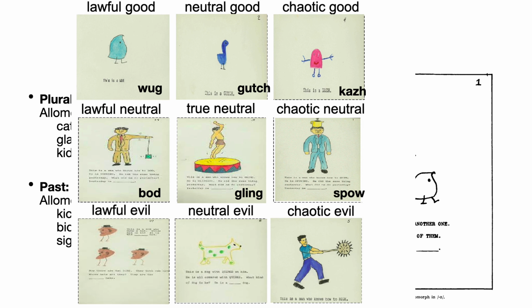So we have things like WUG, right, which has the plural form WUGs. We have things like a gutch with the plural form gutches. And we have the kaj with the plural form cages. We have the verb bod with the past tense bodded. We have the verb gling, which has the past tense form glinged, but maybe glang, maybe glung. And we also have a verb form spow, which is my favorite, which means to stand with a teapot on your head. And this obviously has the past tense form spowed, right? And so on and so forth. There's a whole litany of these.